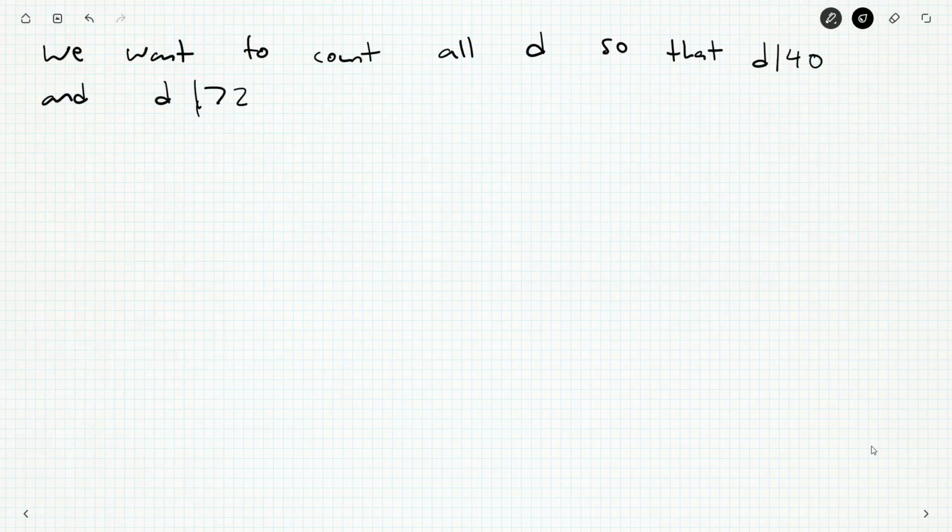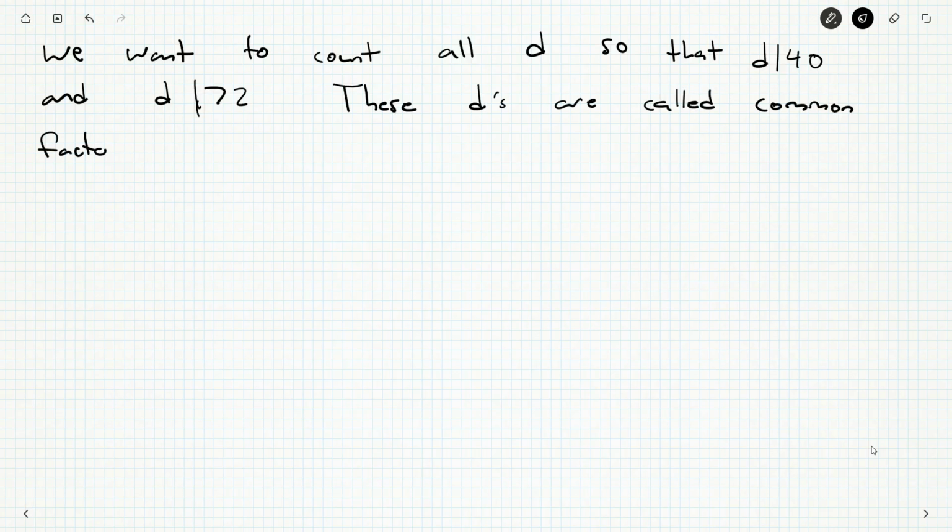Now these are common factors. They are things that divide both 40 and 72. So we'll make a note of that. These D's are called common factors. And you've likely heard before that there's a greatest common factor. Okay? So there is a greatest one, and the nice thing about it is each of these D's also divides the GCD, or greatest common divisor, sometimes it's GCF, greatest common factor, of 40 and 72. And if a number divides the greatest common factor, it divides 72 and 40 as well.